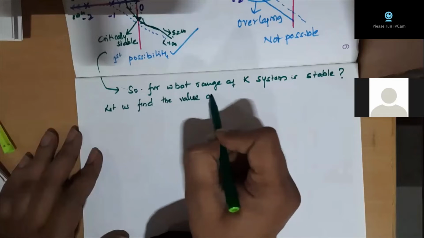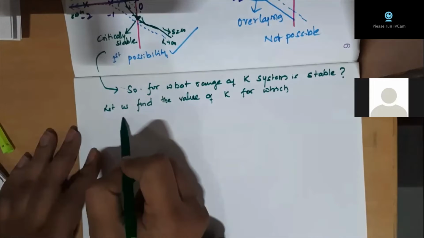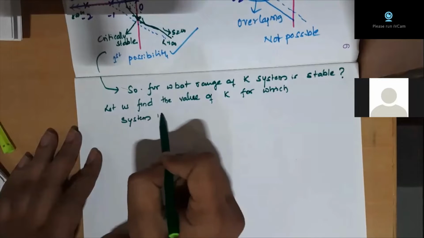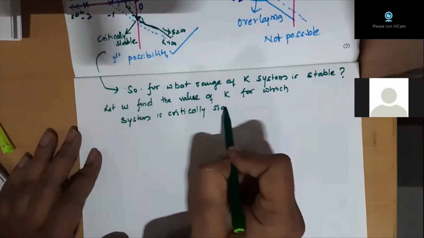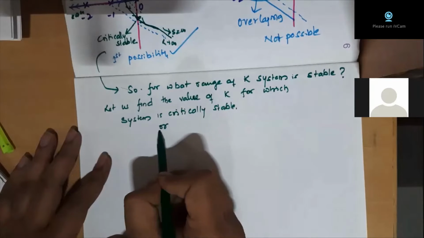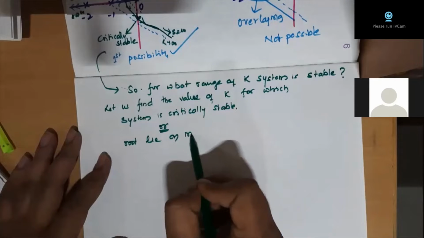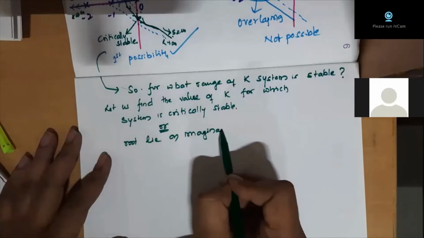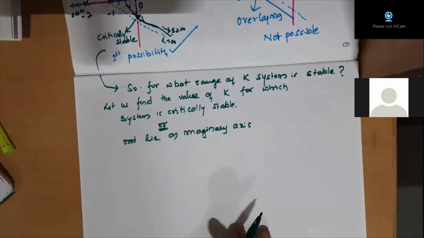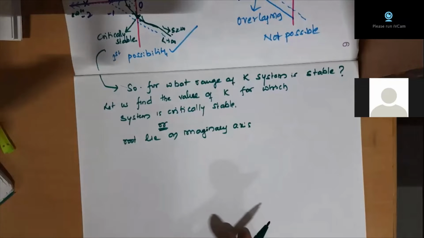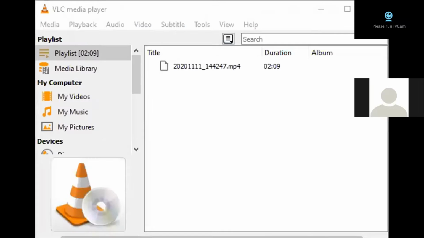So to find the condition for stability, let us find the value of k for which the system is critically stable. The point at which the system is critically stable, and based on that we can make the stability comment. So checking or finding k for critically stable is also the same as finding k for which roots lie on the imaginary axis. So for what value of k will your roots jump to the imaginary axis?